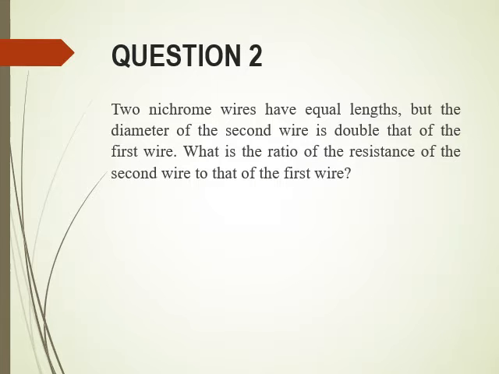Question 2. Two nichrome wires have equal lengths, but the diameter of the second wire is double that of the first wire. What is the ratio of the resistance of the second wire to that of the first wire?